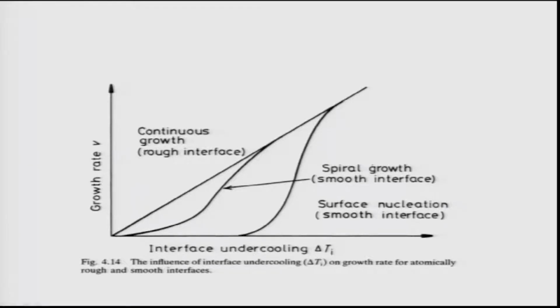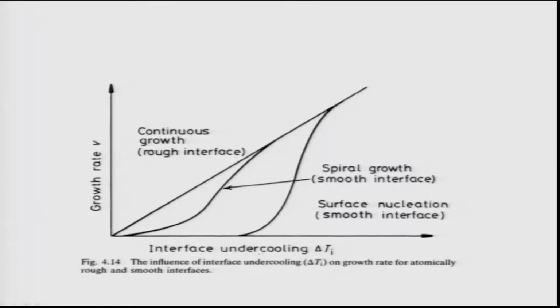So, therefore, the growth rate V is basically a straight line for the continuous growth, and for the spiral and the surface nucleation dominated growth, they are actually not directly proportional to delta T, but they are proportional to some functions of delta T, and they are basically exponential functions of delta T, as you have seen from nature. So, basically the growth rate by surface nucleation is very slow initially; it requires a larger undercooling.